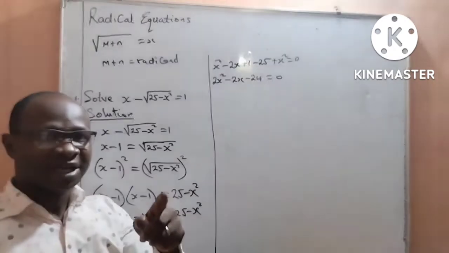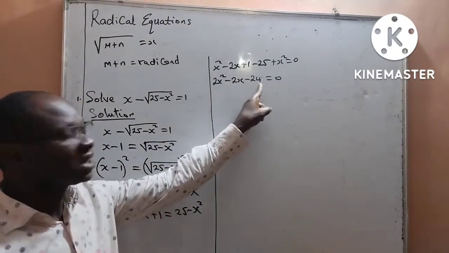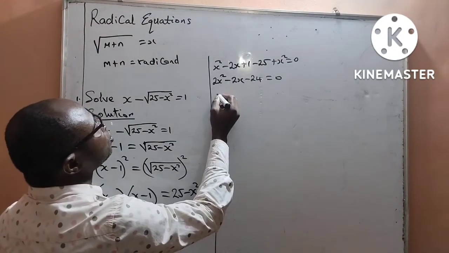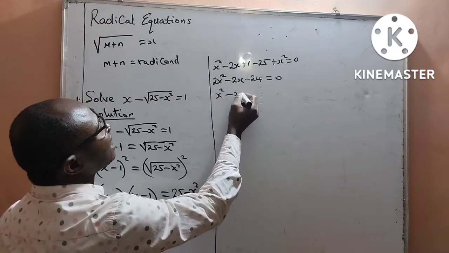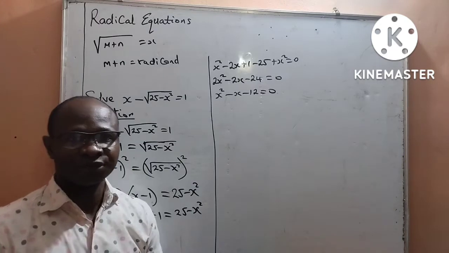Looking at it, we can divide all through by 2. 2 can divide 2 here, as well as negative 24. And when we divide all through by 2, we get x squared minus x minus 12 equal to 0. Quadratic equation.